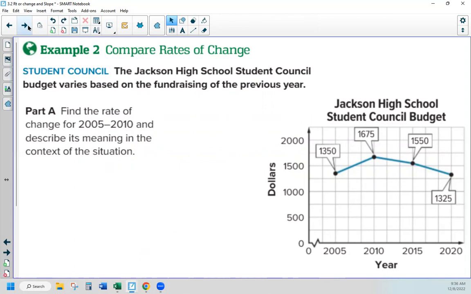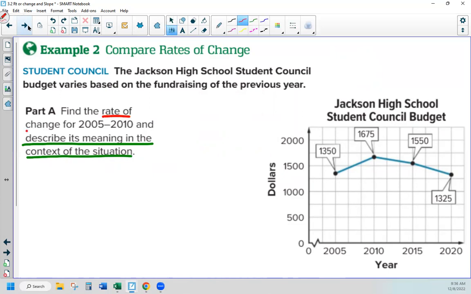Part A, find the rate of change. So how much did it change by the rate? Between 2005 and 2010, and describe its meaning in the context of the situation. Guys, this right here, please pay attention. This is the new part for right now. What we did yesterday, and what we did in the first problem, is finding the rate of change, which is finding the slope.